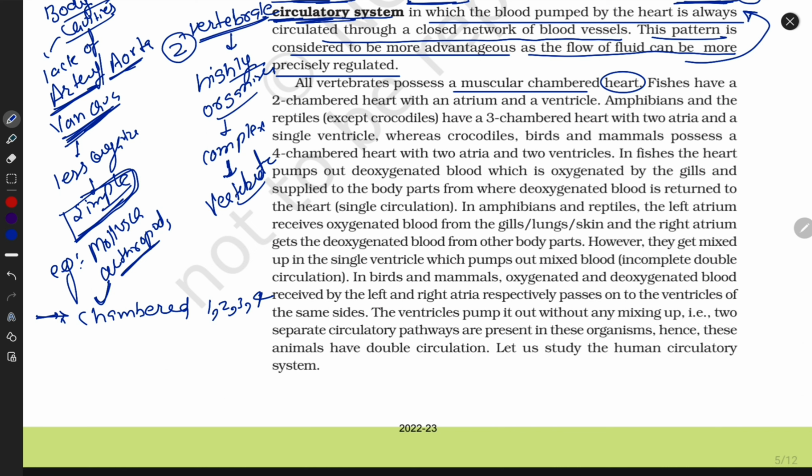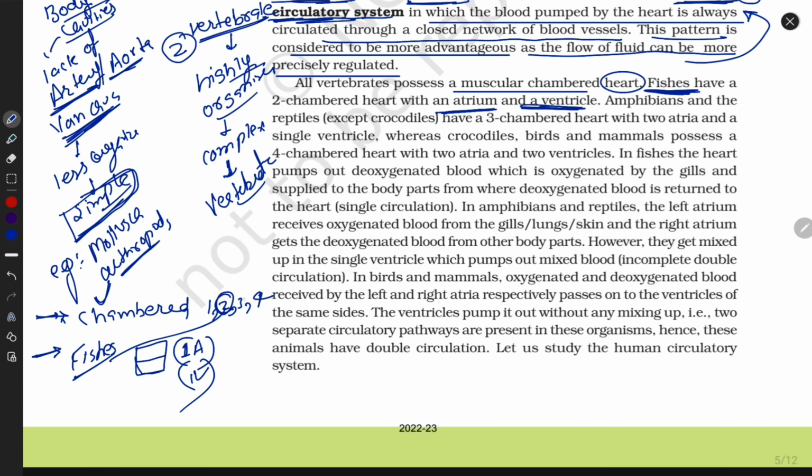Which kind of animals contain a two chambered heart? The example is fishes. Fishes contain a two chambered heart. This is another property. Two chambered heart means like this. Look here, this is the two chambered heart, not like this, guys. One atrium and one ventricle. Look here, one atrium and one ventricle.